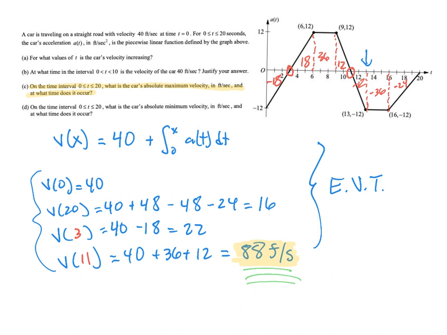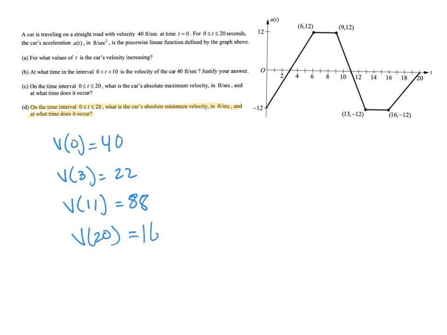Let's finish this problem up on letter D on the next slide. In letter D, we're actually asked a very similar question to letter C, except this time we are looking for the absolute minimum in feet per second on that time interval 0 to 20. So we already did all the groundwork for this. We had v of 0 equals 40. We did v of 3, which equaled 22. We did v of 11. That was our max. That was at 88. And then we did v of 20, and that was 16 feet per second.